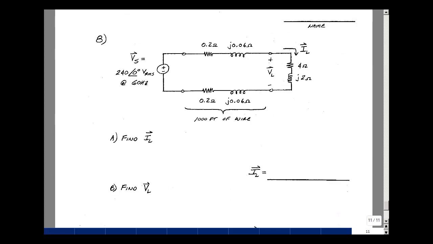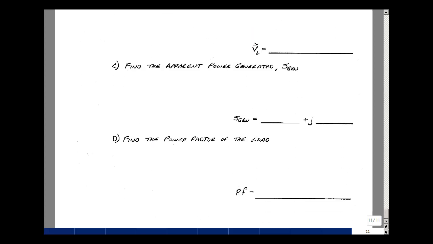In problem number 8, given a set of wires and a load, and an input that's 240 volts RMS at angle 0 and at 60 Hertz, can you find the current I sub L in the load? Can you then find the voltage across the load? Then can you find the apparent power generated, S sub gen, in rectangular form, so real plus j imaginary? And lastly, can you find the power factor of the load?